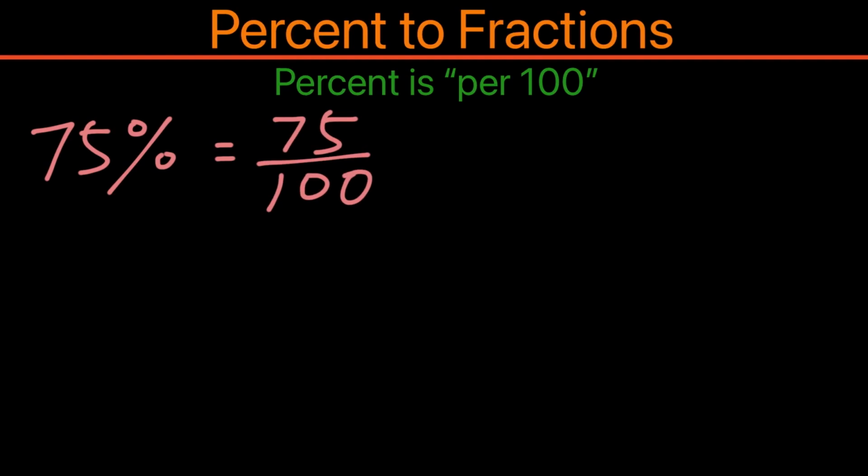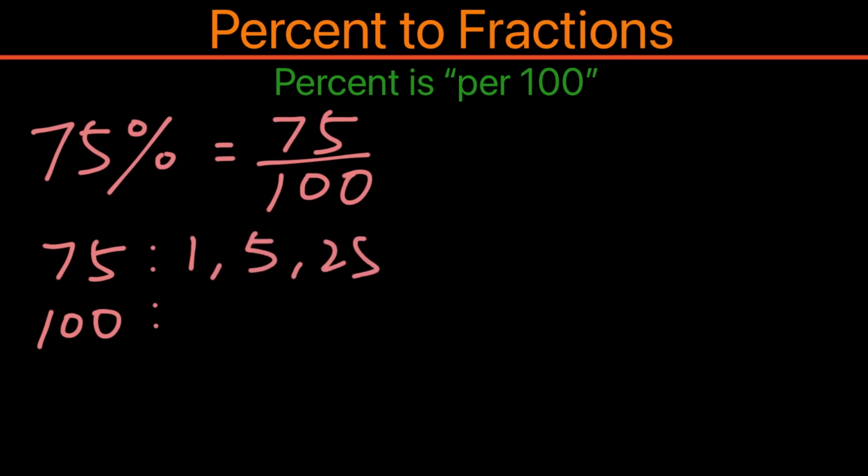Now that we have it converted to a fraction, let's find the greatest common factor between 75 and 100. For 75 we have 1, 5, and 25. For 100 we have 1, 5, and 25. So the greatest common factor in this case would be 25.